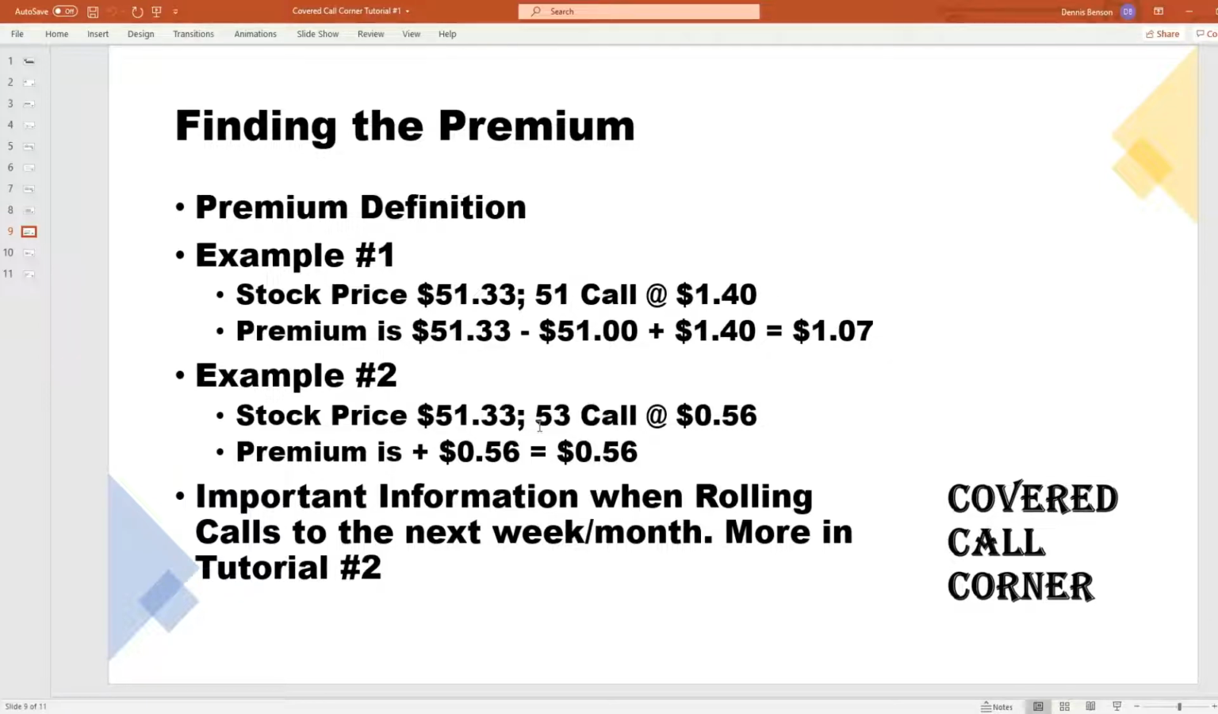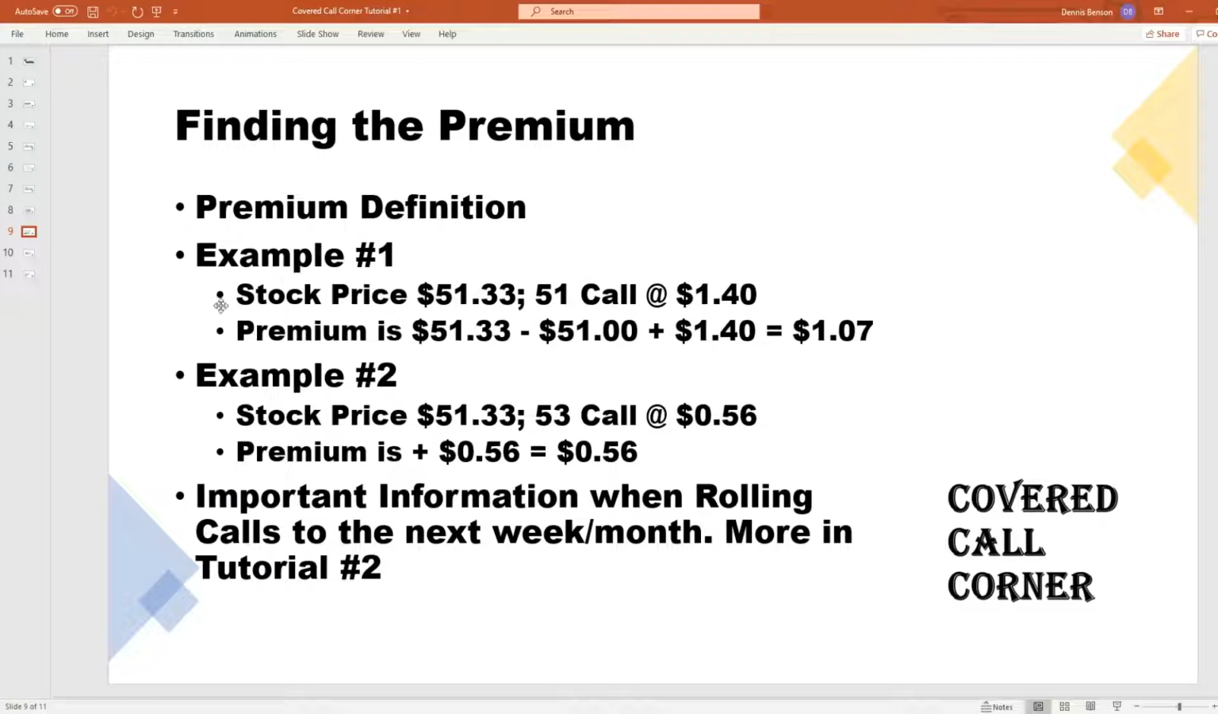Let's take the stock price again at 51.33, and I look at the 53 call. The bid price on that was 56 cents. Well, the premium, because this is out of the money, is simply the call price. It's 56 cents, because I would still keep the stock. If I sold that 53 call, then at expiration at 51.33, that option contract would evaporate. So that's why it's 56.